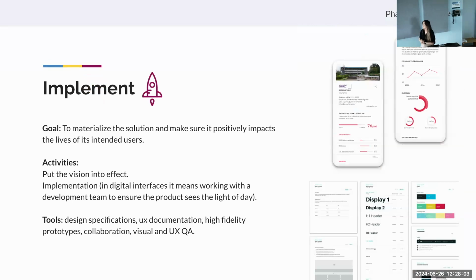And this is the sometimes not mentioned sixth phase, which is implementation. I find it very important based on having worked in different product development projects. Our goal here is to materialize our solution. And sometimes this is overlooked, but it's very important in the end.